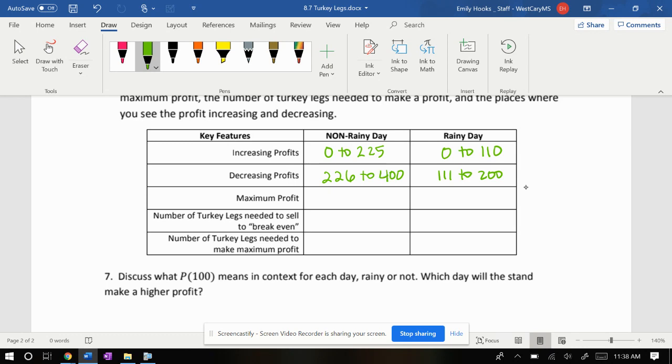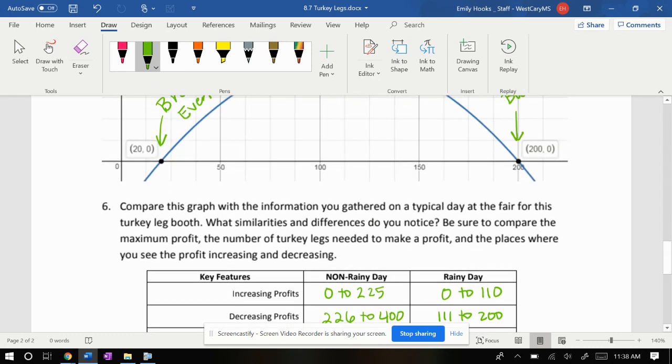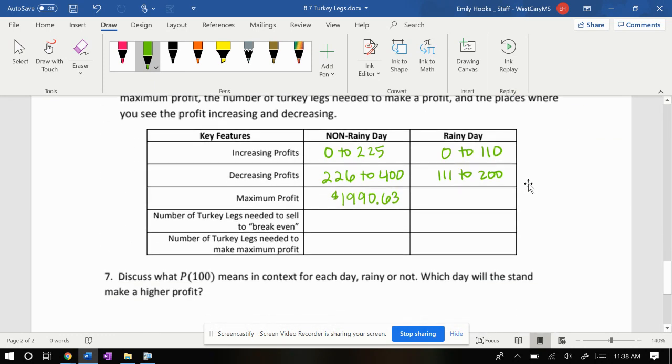So the max profit was 1990.63, and this one was 607.5. So you're making a little less than a third of your money on a rainy day.